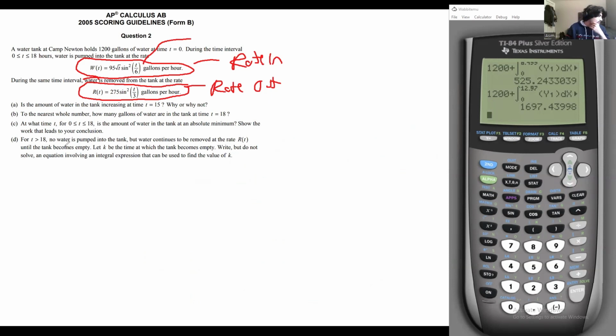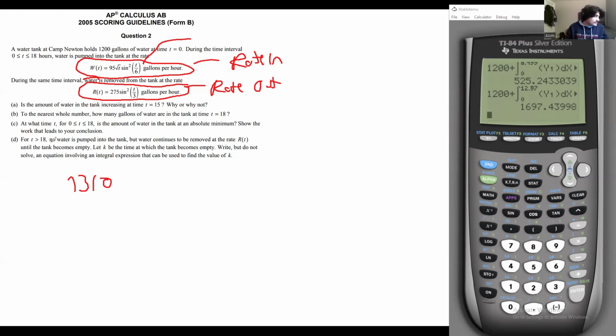For t greater than 18, no water is pumped into the tank, but water continues to be removed at the rate R of t. Until the tank becomes empty, let k be the time at which the tank becomes empty, right? But do not solve an equation involving an integral expression that can be used to find the value of k. First, remember that at t equals 18, we got approximately 1310 gallons of water, because we already calculated that in question B.